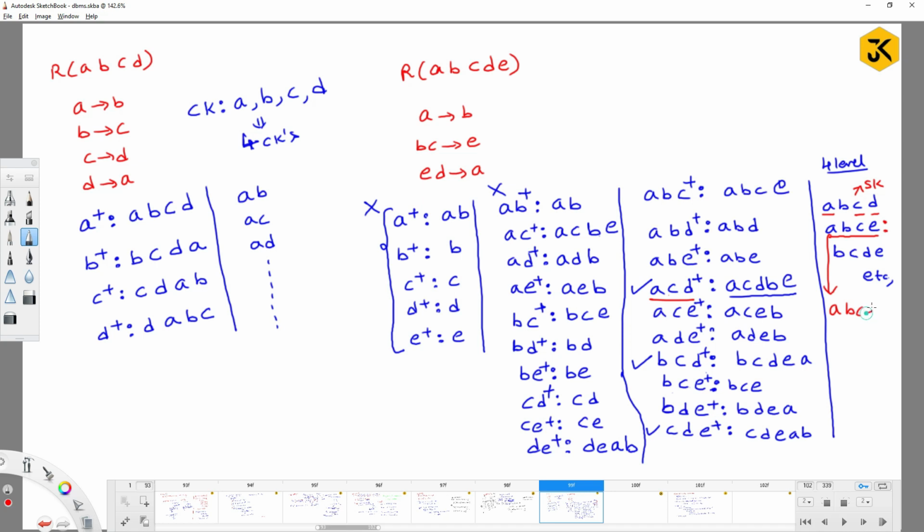ABCE can determine ABCE. From this, can it determine D? No. So ABCE closure won't determine ABCD in the relation, right? Similarly, if you take BCDE, BCD is already a candidate key. I can call this a super key.